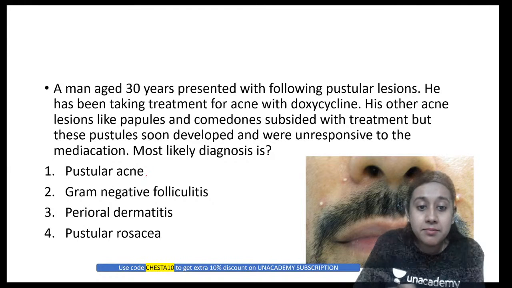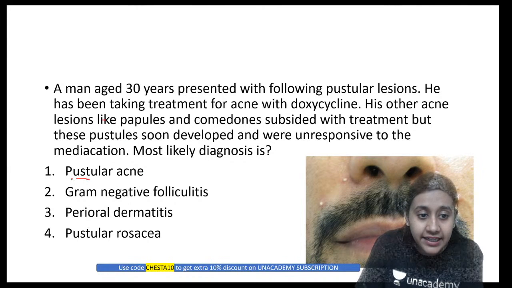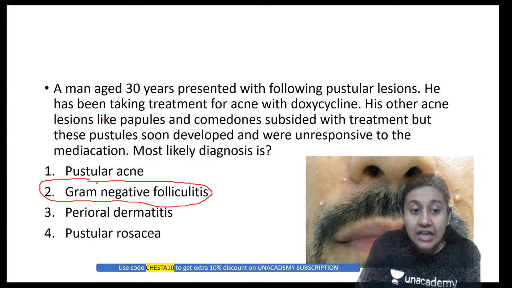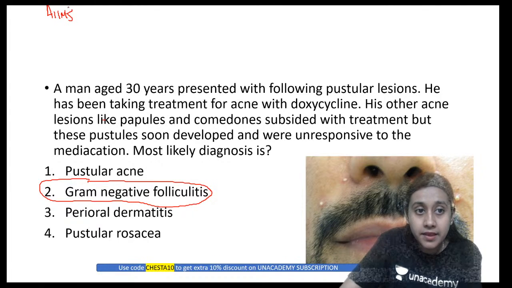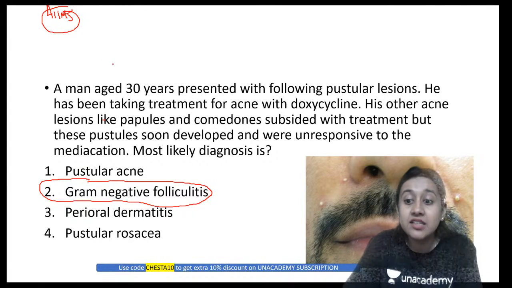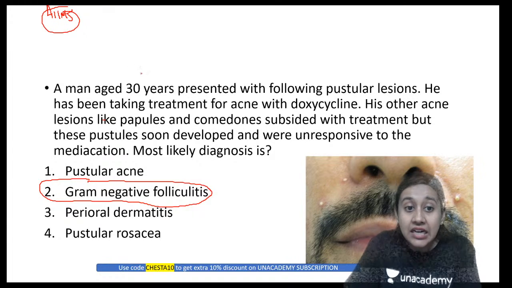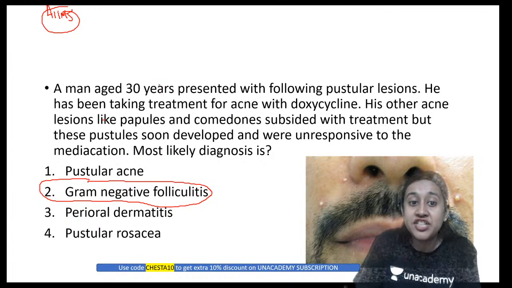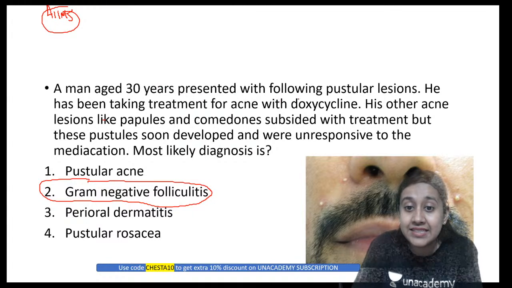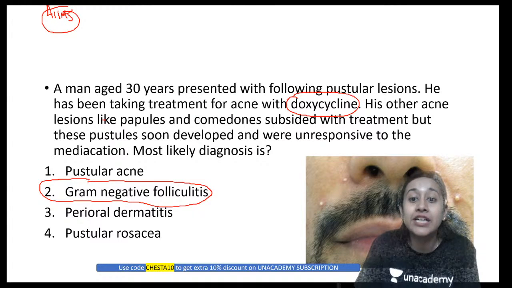Okay, so please remember this is a case of gram-negative folliculitis. Why is it? First of all, it is a repeat question from AIIMS, so there is a high probability this question can get repeated. Now, why is it gram-negative folliculitis? Because they have told us that the patient, a known case of acne, is taking doxycycline for a longer duration.